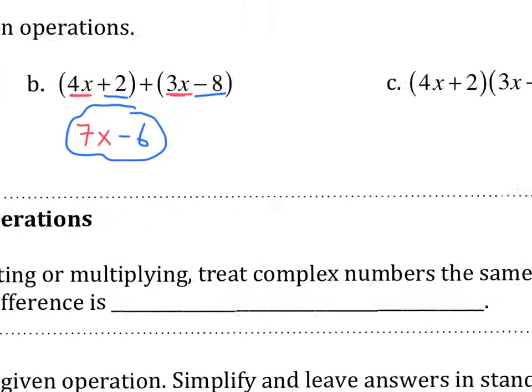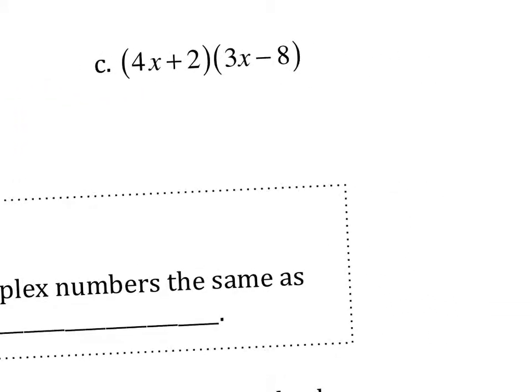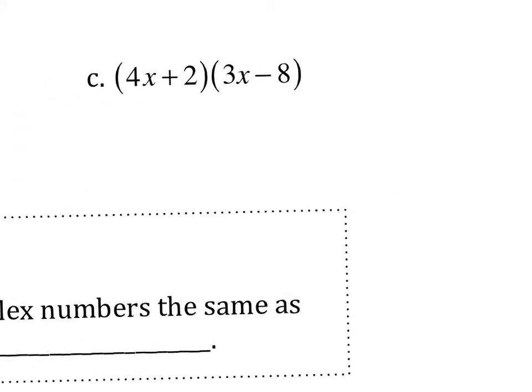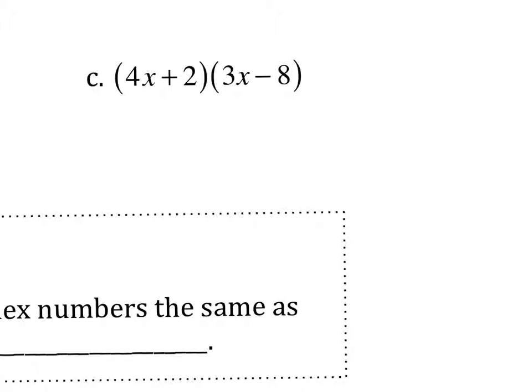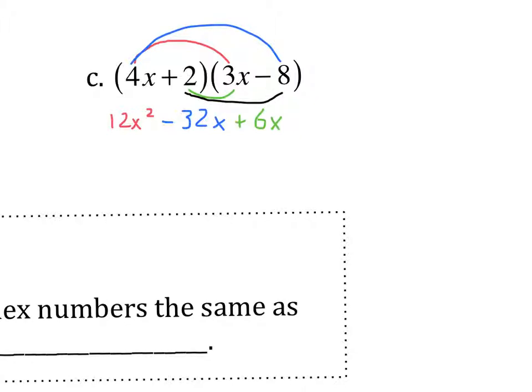And our last one here, you can recall that we can do FOIL or double distribution. I will just walk through it like this. We multiply those two to get 12x squared. Then we multiply those two here to get negative 32x. Then we multiply these two here to get 6x. And lastly, we multiply these two here to get negative 16.